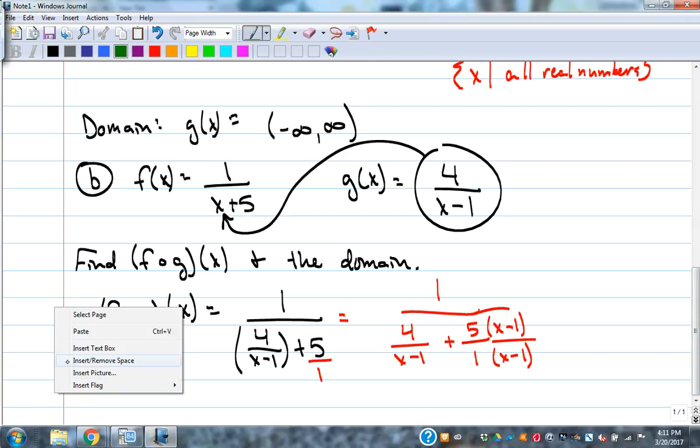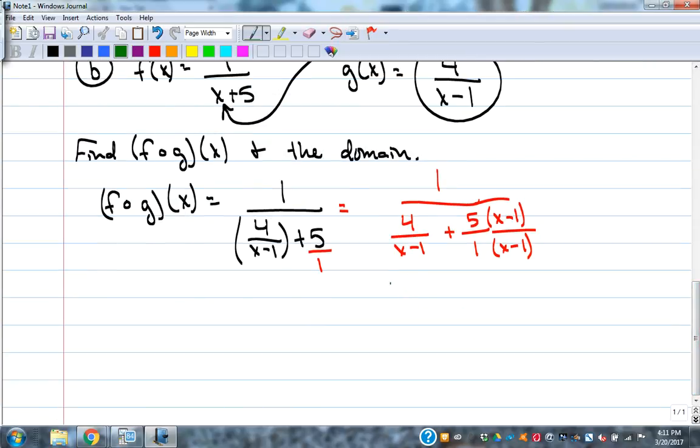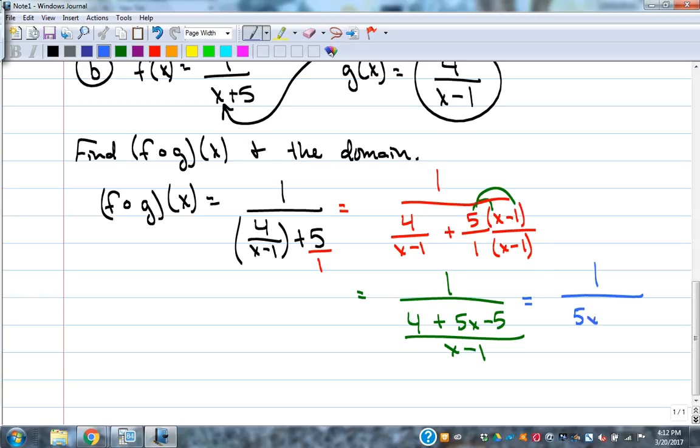Okay, and we're going to simplify that. So that's going to give us 1 over 4 plus 5x minus 5. All that's over x minus 1 now. Where did the 5x minus 5 come from? I distributed the 5 to the x minus 1 up here. That's where I got that from. And then simplify that just a little bit more. 1 over 4 minus 5 would be negative 1. So that's 5x minus 1 over x minus 1.